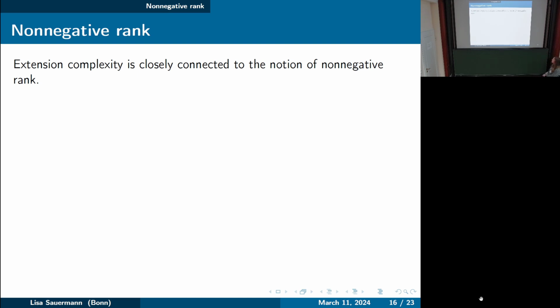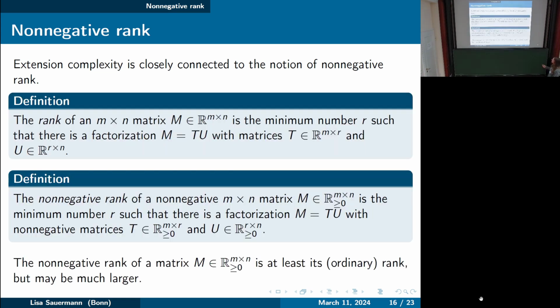Okay, so extension complexity is closely connected to this notion of non-negative rank. And so here in the top box is the definition of the rank of a matrix. You all know this definition, but I just wrote it down in a particular way, which is not the way you would usually write it, but that's just to motivate the other definition. So a way to define the rank of an m by n matrix, and that's equivalent to the normal way you would define it: the rank of an m by n matrix over the reals is the minimum number r so that there is a factorization of M as T times U for some m by r matrix T and an r by n matrix U.